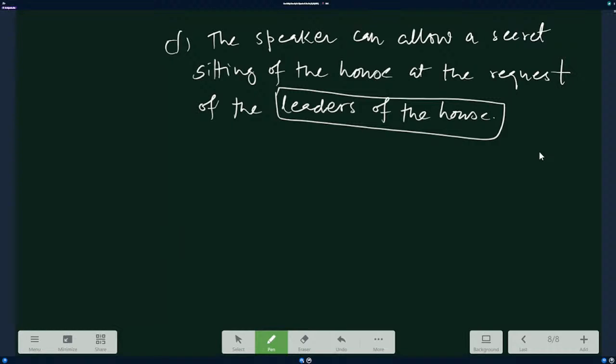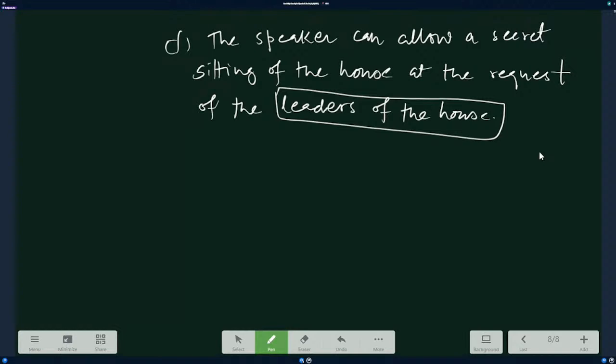But talk about the 14th Parliament. Manmohan Singh was a member of the Rajya Sabha, not the Lok Sabha. Then he was not the leader of the house, the leader of the Lok Sabha. There, he was the leader of the Rajya Sabha. Got the idea? Leader of the house.